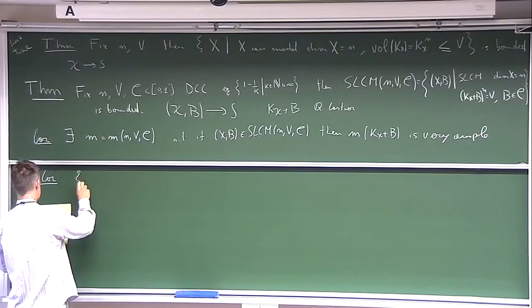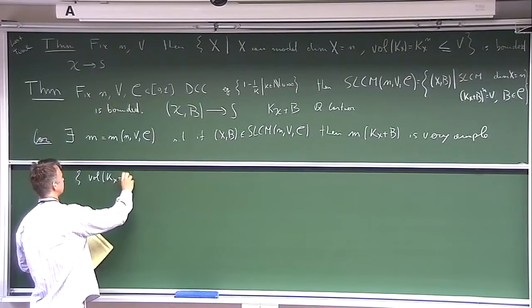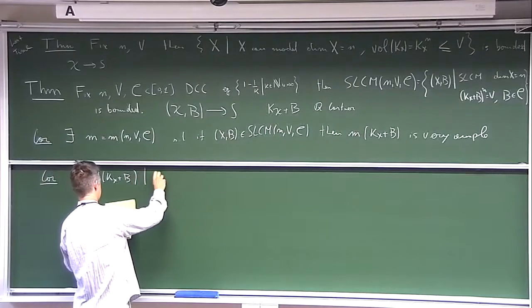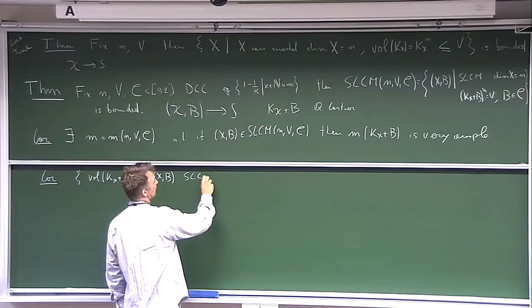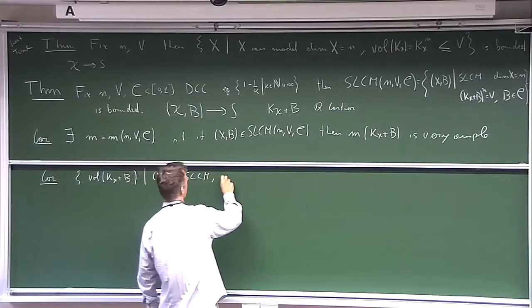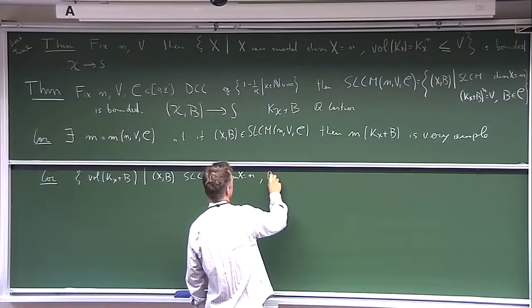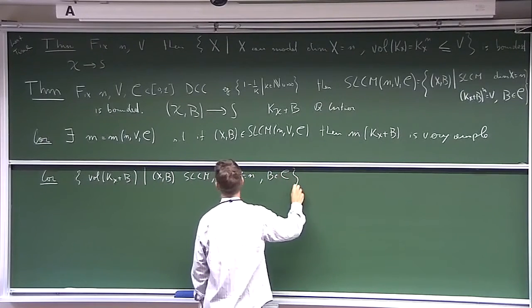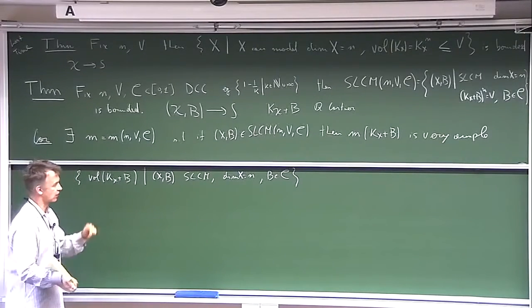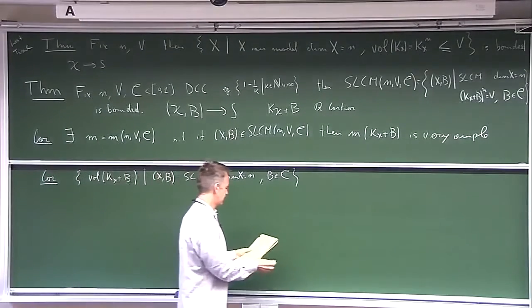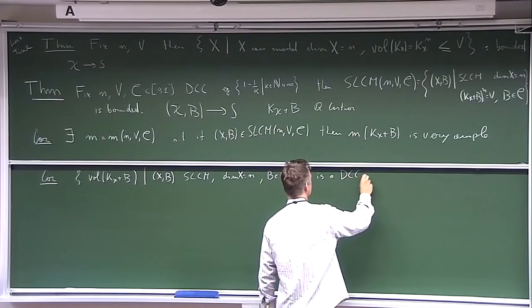So if I look at the set of all possible volumes of K_X plus B, such that (X, B) are, again, semi-log canonical models of the right dimension and the right coefficients. Of course, I'm not fixing the actual volume, otherwise it wouldn't be a very interesting set to look at. So I look at all possible volumes, then this is a DCC set.